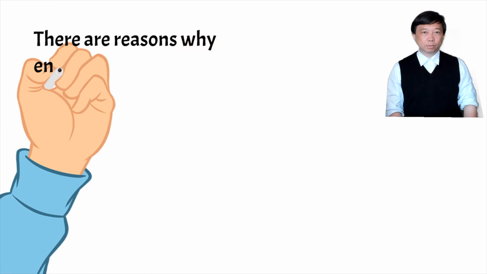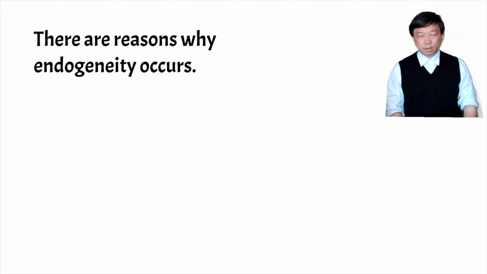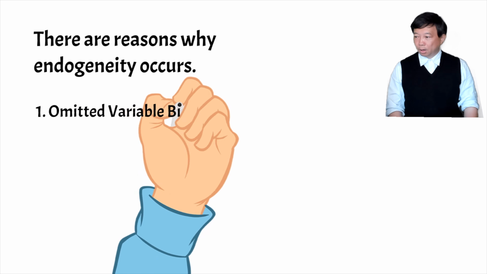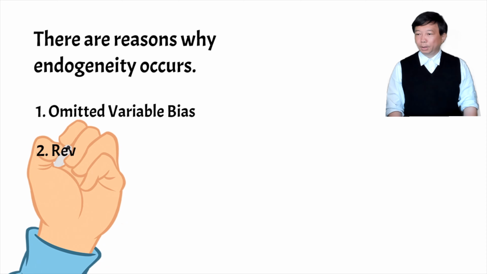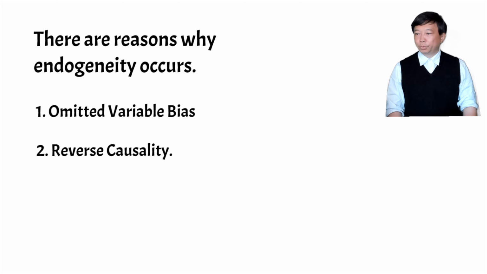There are reasons why endogeneity occurs. First, some relevant factors are omitted from the model. Omitted variable bias is the direct and leading cause of endogeneity. The second reason is reverse causality.